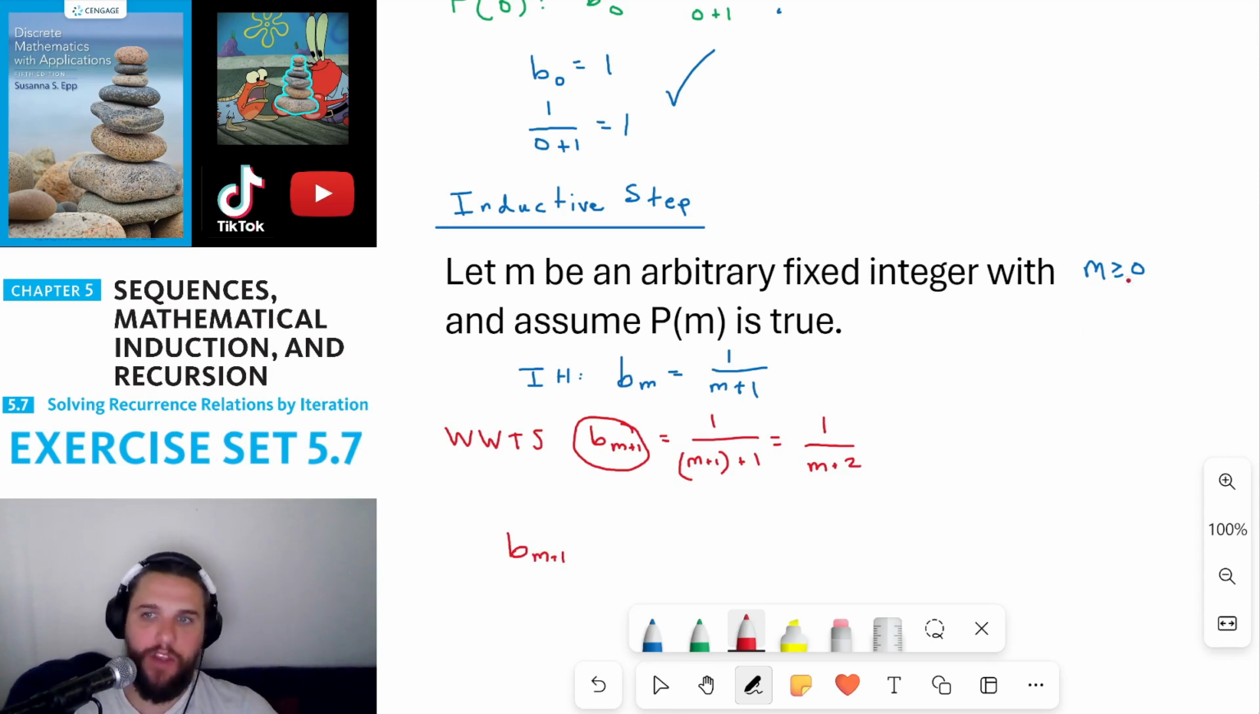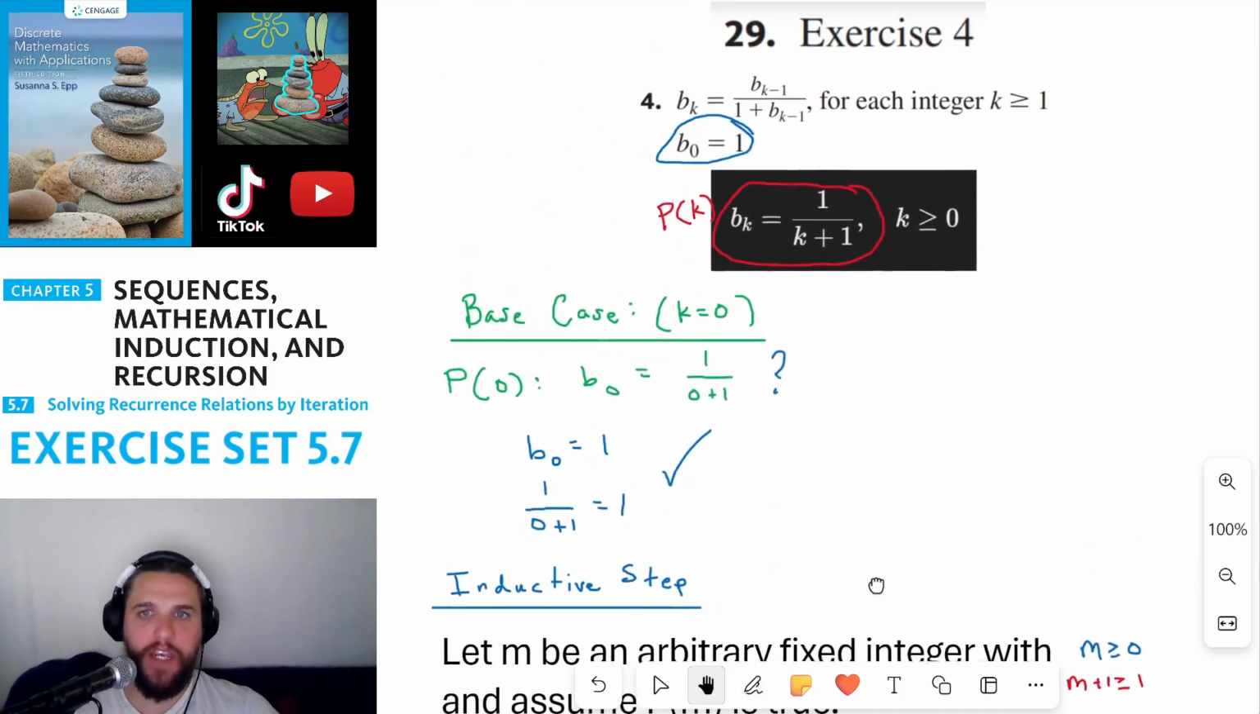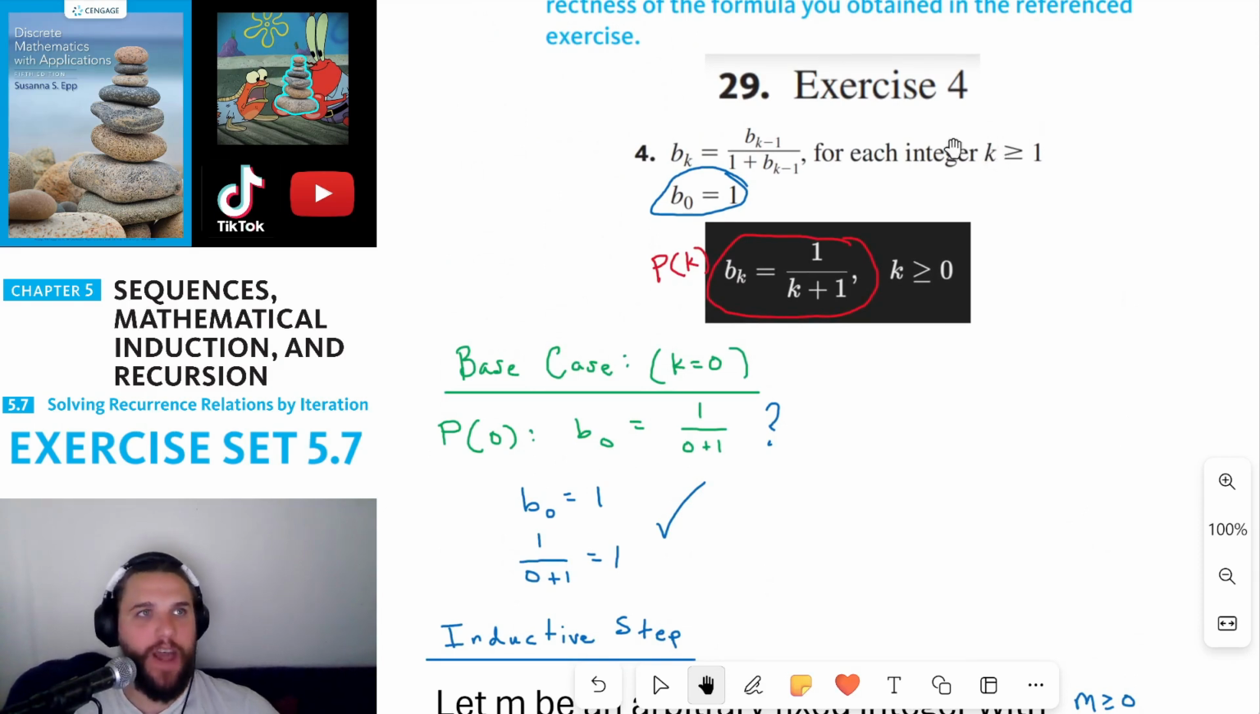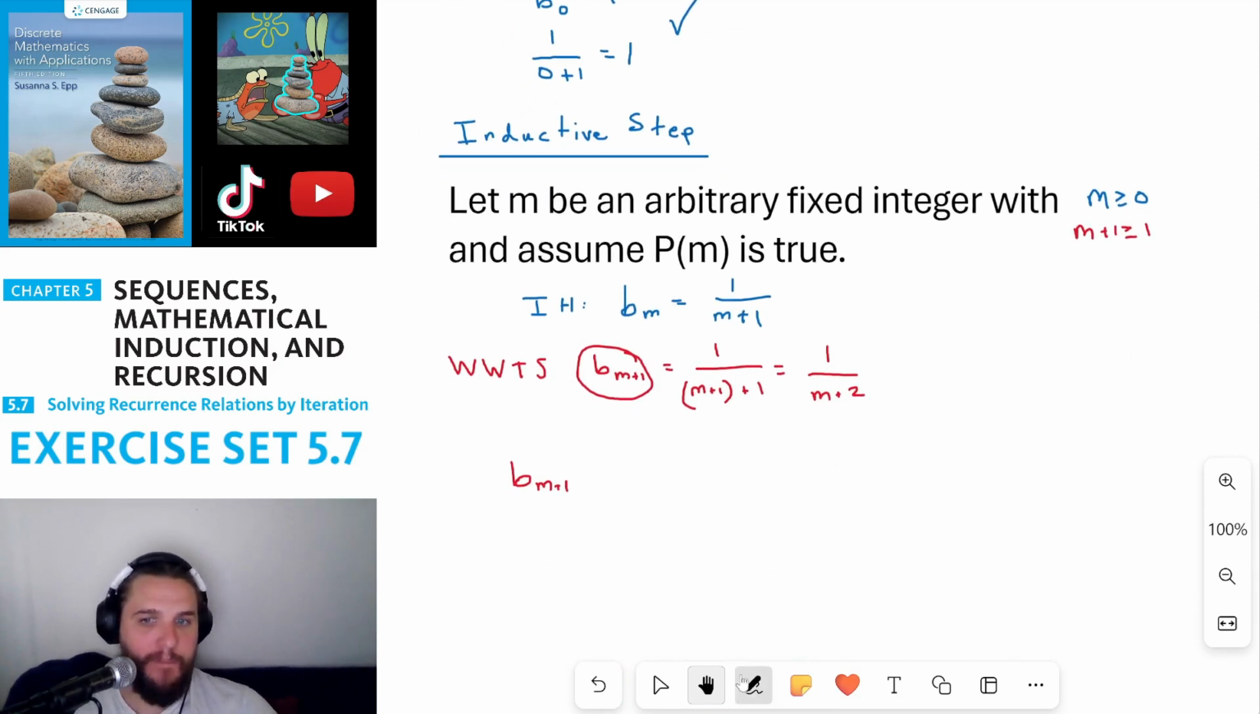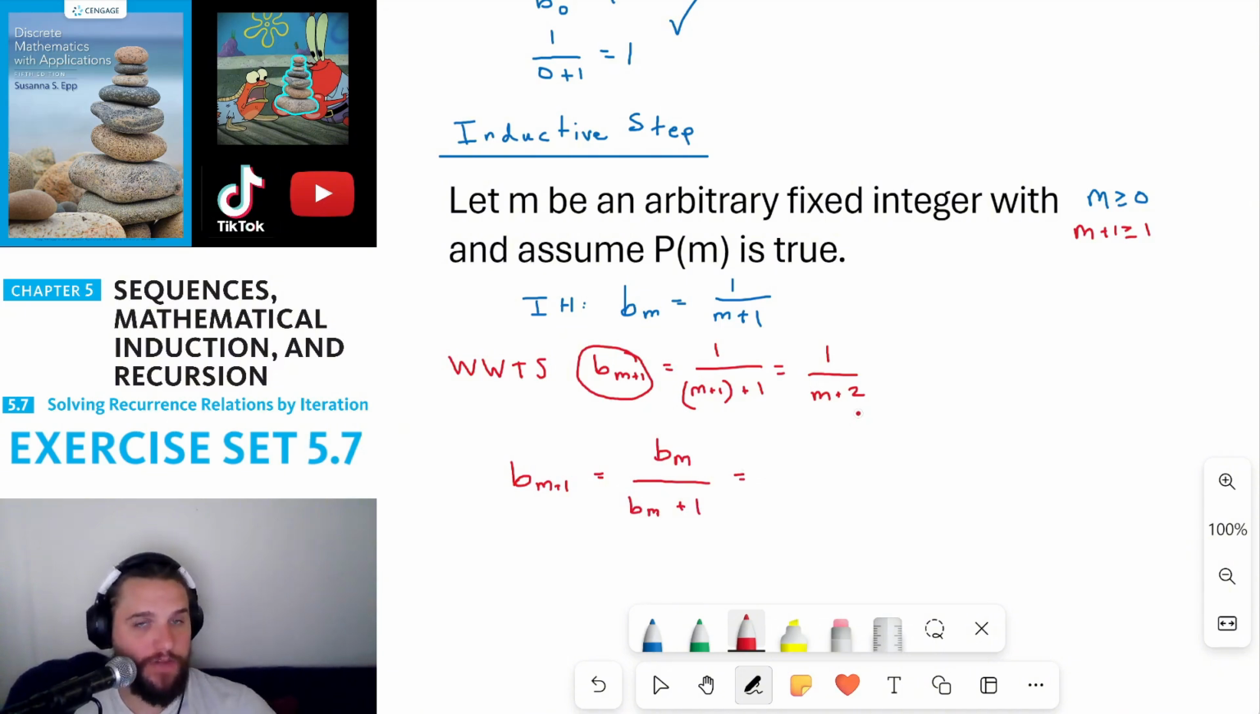Now, m is greater than or equal to 0, which means if we add 1 to both sides, m plus 1 is greater than or equal to 1, which is relevant because we need to know that the integer that we're plugging into the recursive definition is greater than or equal to 1, which it is. So that means we can apply this recursive definition, which says each term is equal to the previous term divided by 1 plus the previous term. So that means that b sub m plus 1 is equal to b sub m over 1 plus b sub m. So that's according to the recursive definition.